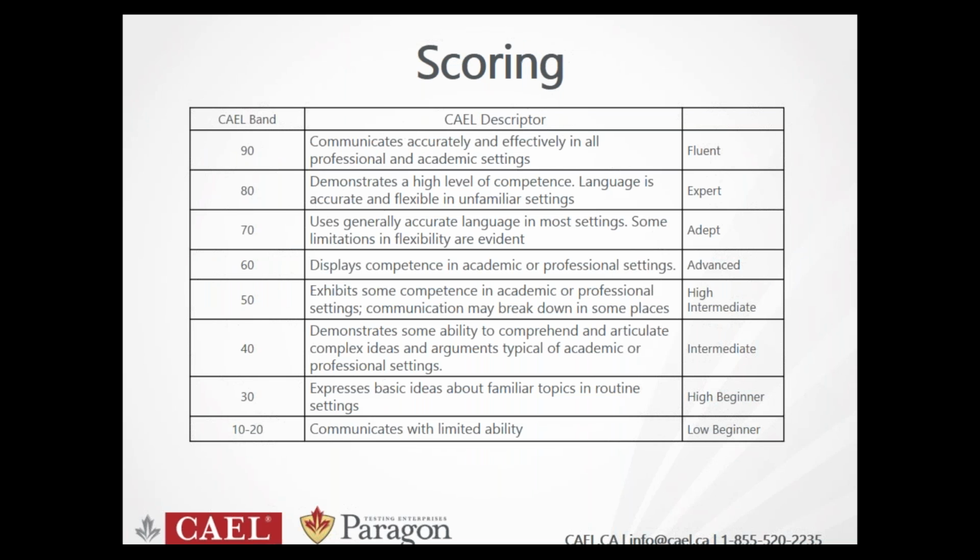So how does the scoring work in the CAEL? You get a score for each component of the test that you take. So you get a score in the reading section, listening section, writing section, and the oral language test or the speaking test. And then you also get an overall score as well.